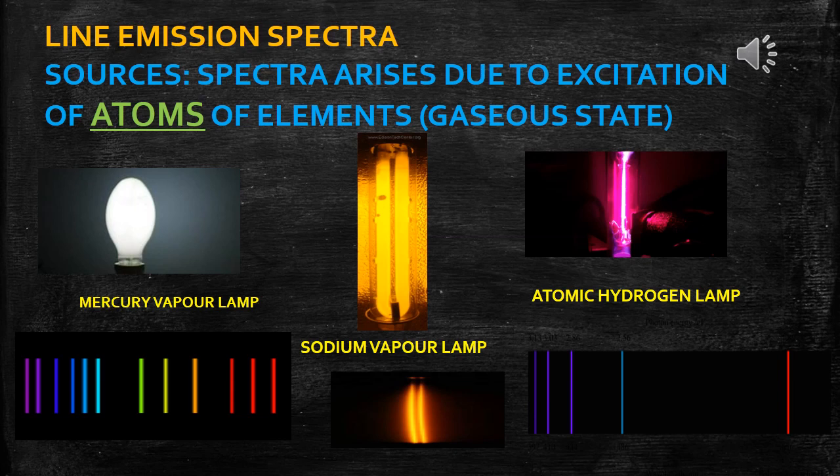The most important thing is the sources have atoms. These atoms should be in the excited state. If the atoms are excited to the higher level, they are capable of emitting line emission spectra. That's why line emission spectrum is otherwise called atomic spectra. Here mercury is kept in vapor state. Sodium should also be kept in vapor state. So it should be in atomic state as well as in the vapor state. Only then you are able to observe the line emission spectrum.